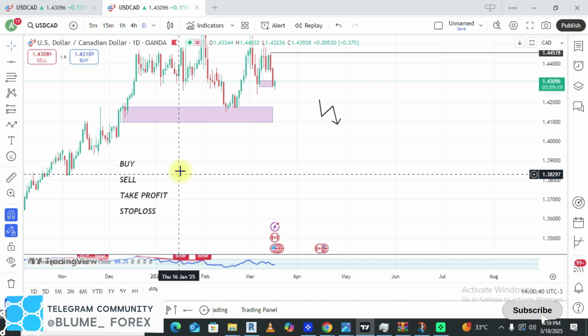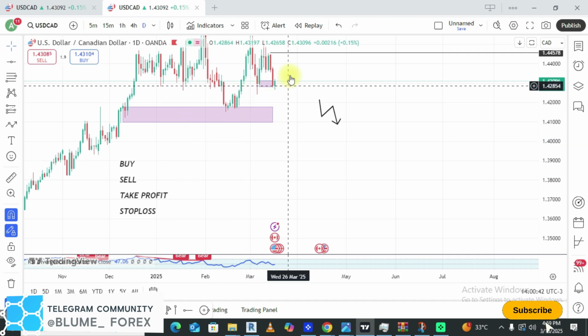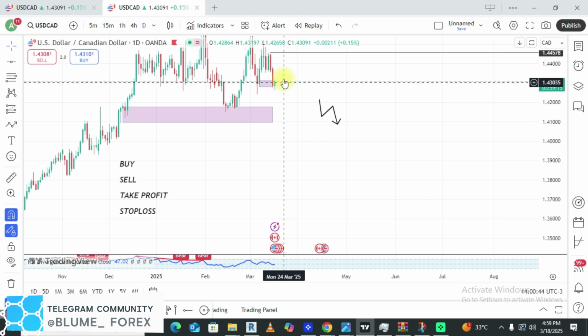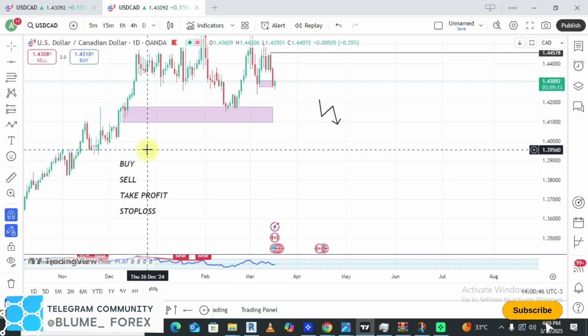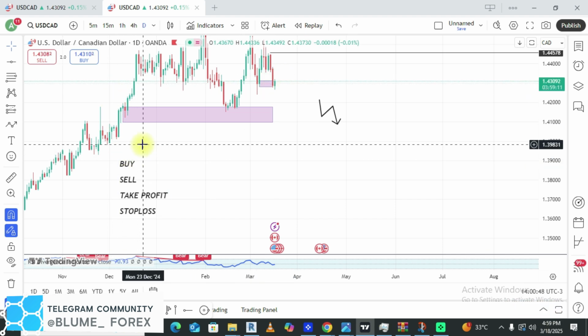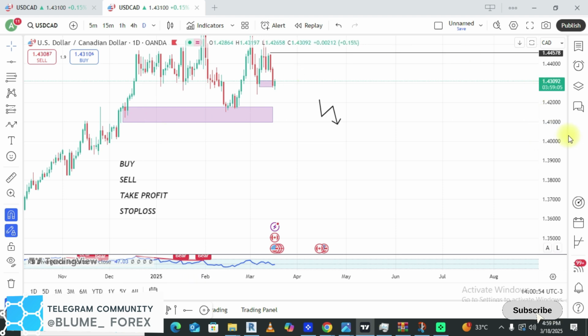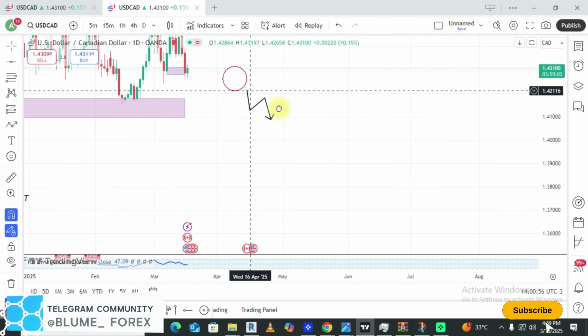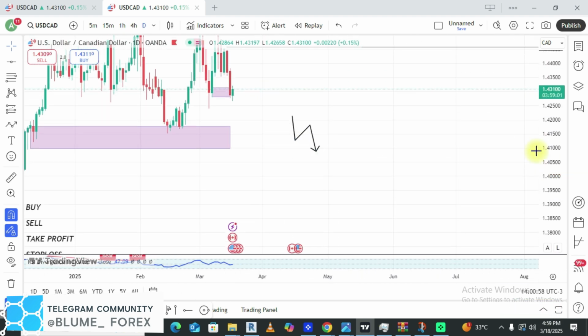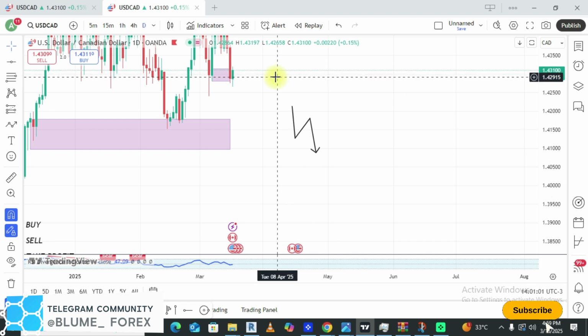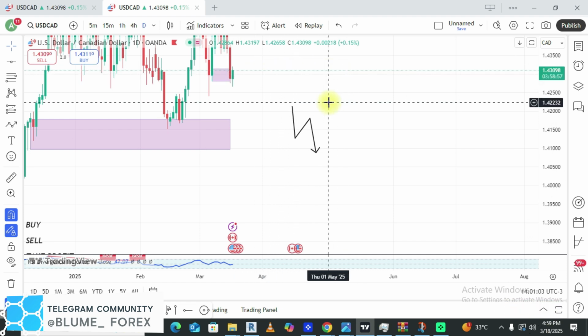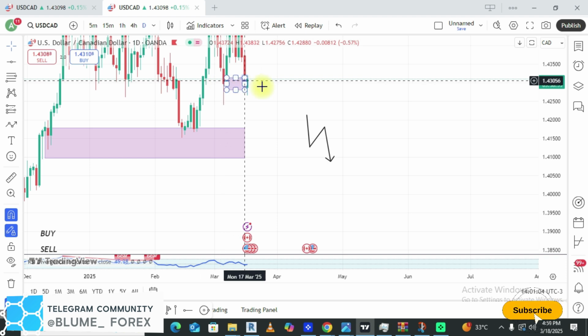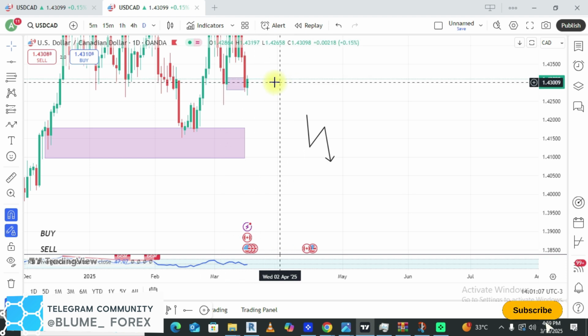So in this case, after my analysis, I think the market is going to push up, so I go to my MetaTrader and I click on buy. If after my analysis I think the market is going to push down, I go to the MetaTrader and I click on sell. Once I click on buy, this is the current market. You can see this green dotted line. This is currently where the market currency price has reached.